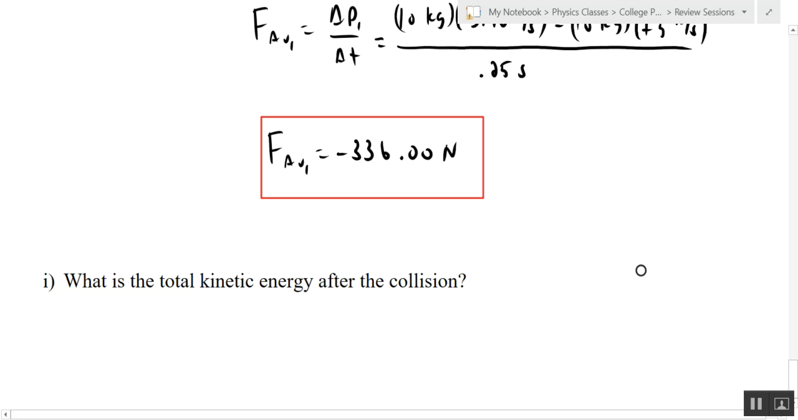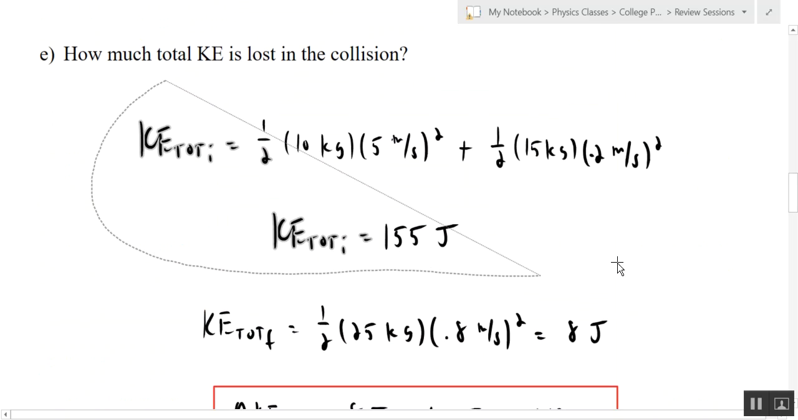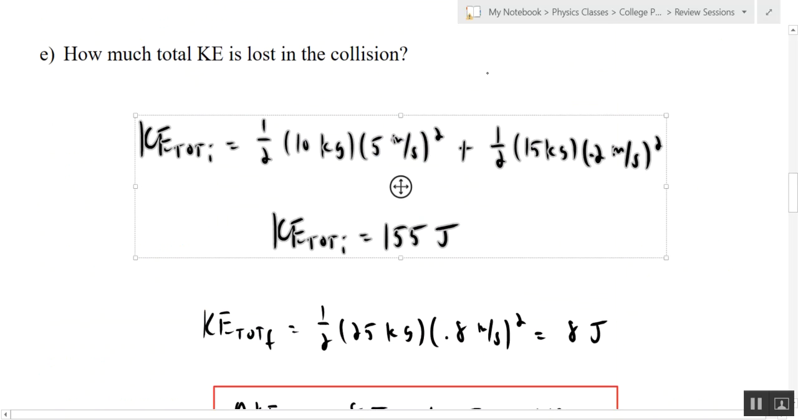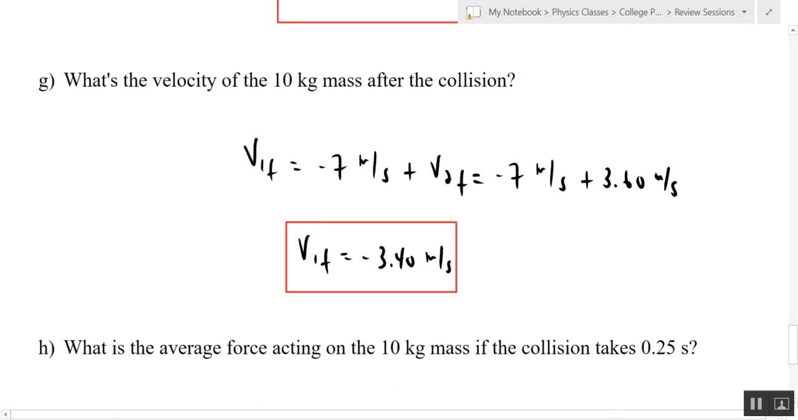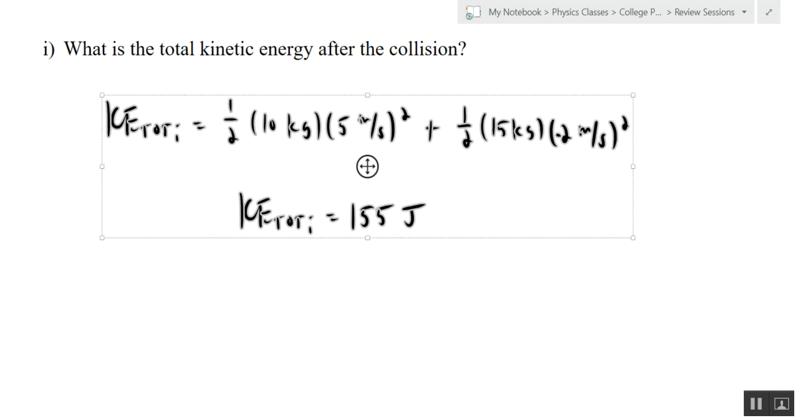Okay, so before the collision, it's the same as the case for inelastic, right? Because nothing changes before the collision. After the collision, things change. So you get this answer, right? It's the same thing that we did for the inelastic collision. The 10 kilogram one is moving at 5 meters per second before it collides, so it has 125 joules of kinetic energy, and then the other one is moving at 2 meters per second, which means there's 30 joules, and you add those two together and you get 155, just like before.